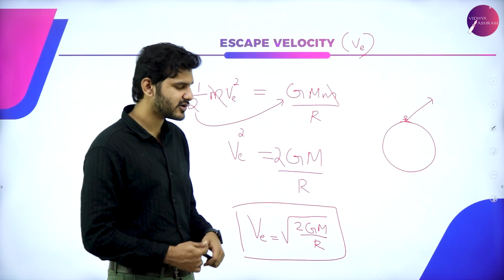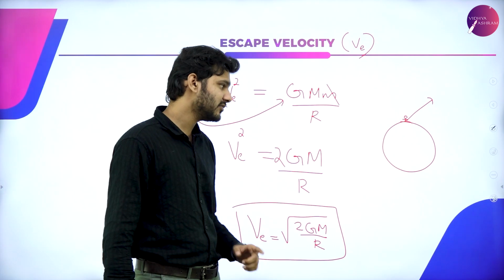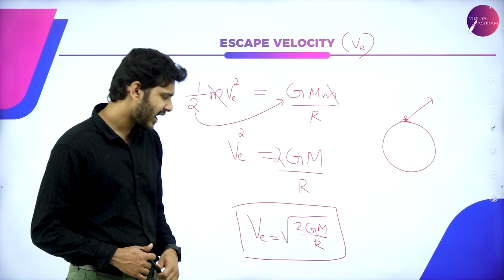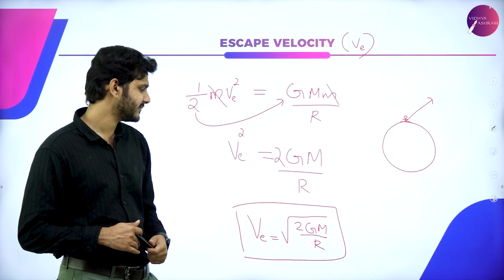But I know you're really smart. Looking at this particular equation only, you can guess that there is only one M, a capital M, that is the mass of the planet. So obviously we don't have to worry about the mass of the object which we are launching into outer space.